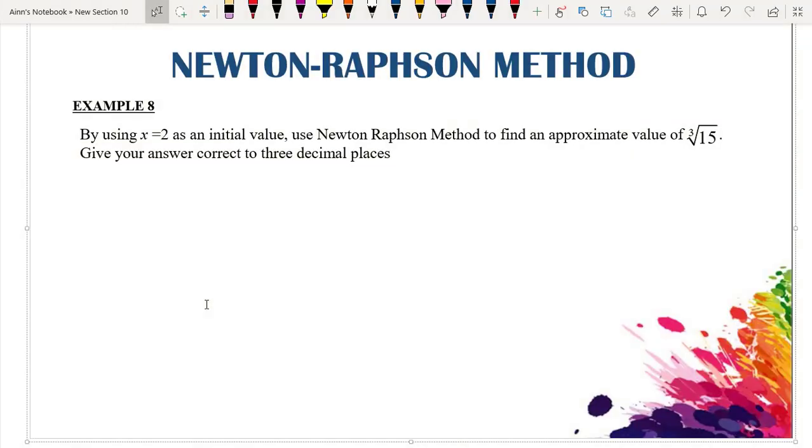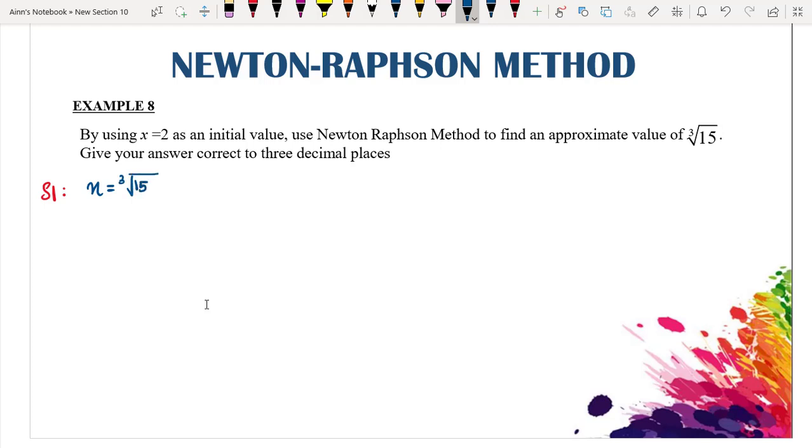Example 8. By using x equals to 2 as an initial value, use Newton-Raphson method to find an approximate value of cube root 15. Give your answer correct to 3 decimal places. So as what we did earlier, the first step is to find f(x) and f prime(x). As you can see from the question, it does not give us any f(x). So what we have to do is we have to let x equals to cube root 15.